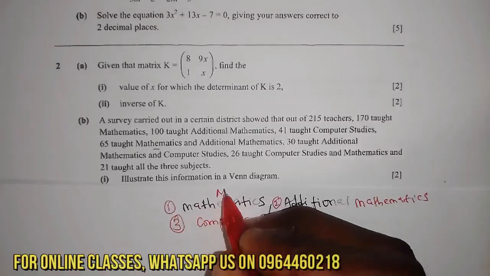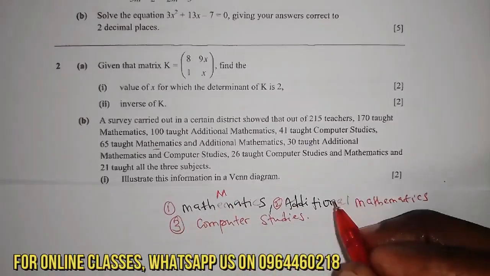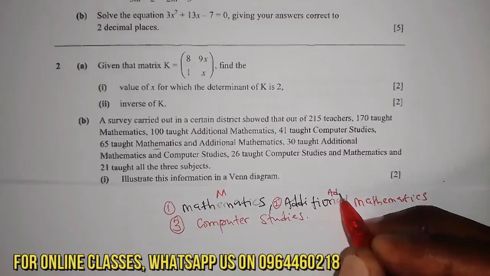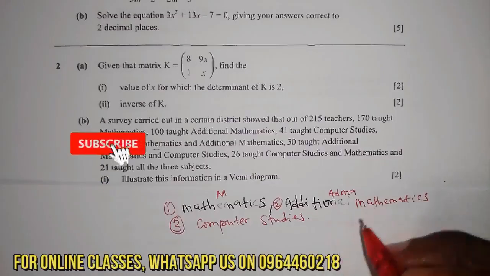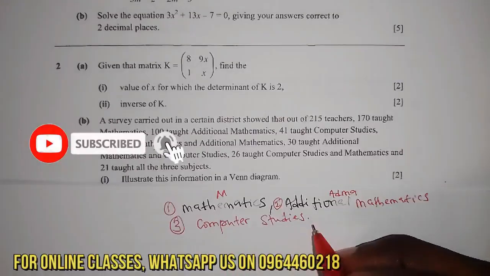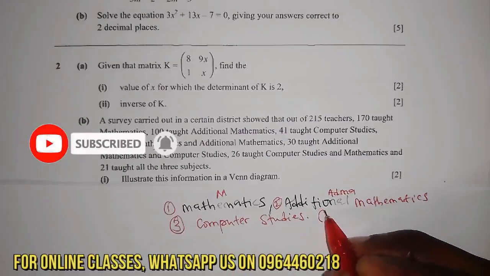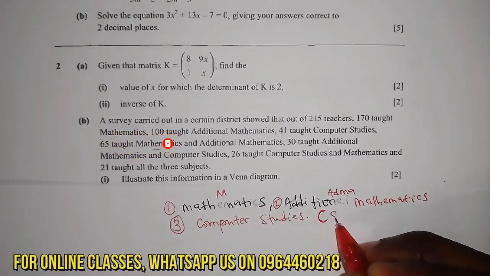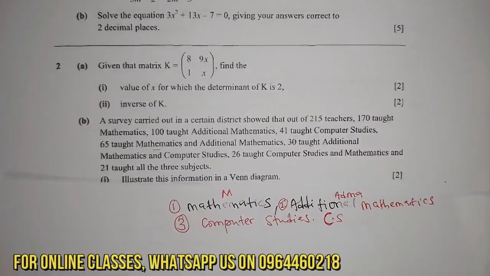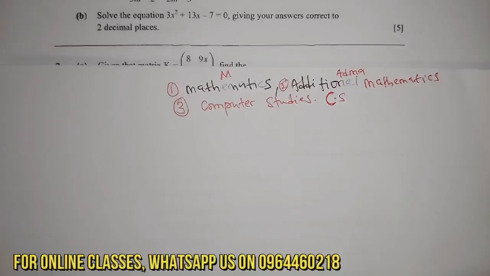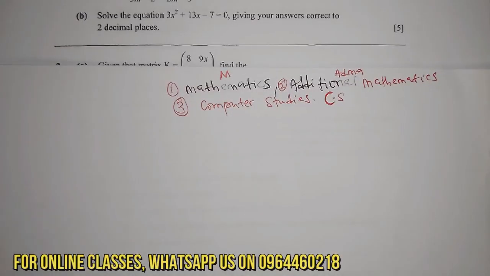We are going to represent mathematics with M, and for additional mathematics, let's say Add, and for computer studies, we are going to use CS. Once you do that, we can now come up with the Venn diagram.